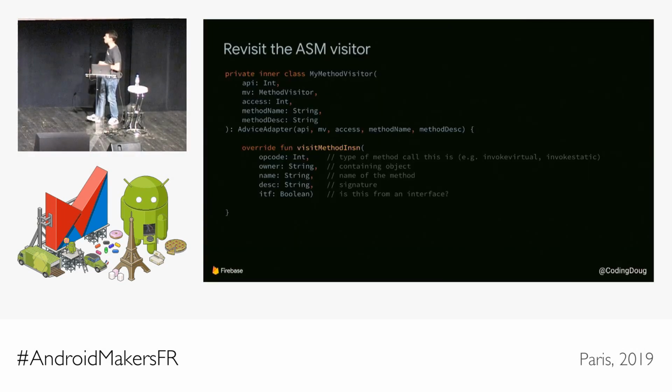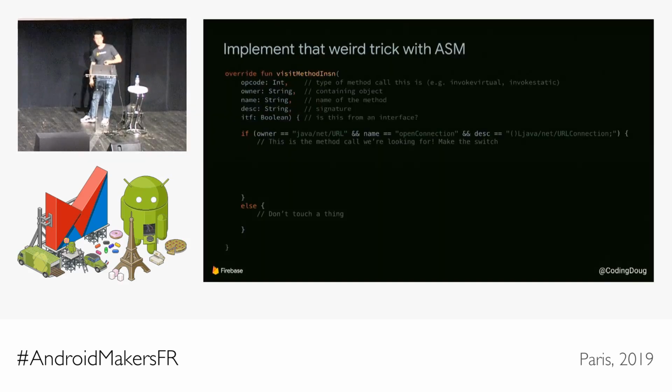So here's that method visitor, and there's that one method in there that I said I was interested in. Visit method instruction is called whenever it sees an invoke virtual. Now what I can do is, inside that method, I can check to see if that invoke virtual is interesting to me. So is it a method called open connection? Is it on a URL object? Does it take no arguments and return a URL connection? That's what I'm checking here. So if all of these conditions are true, I know I want to change this. This is interesting to me.